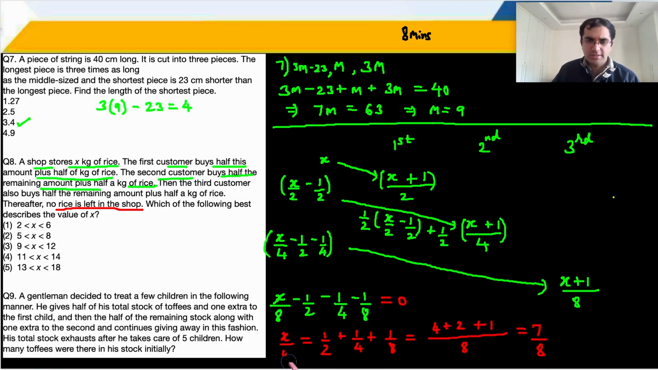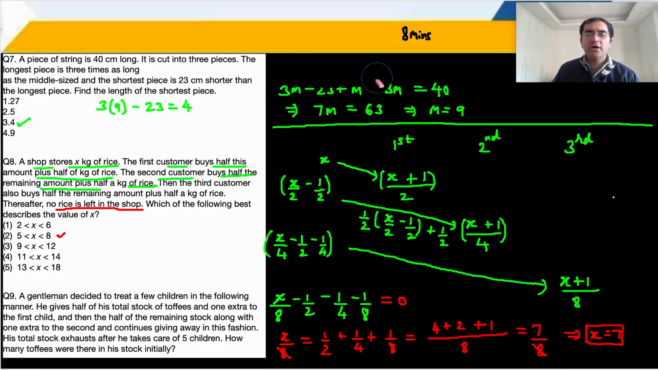You'll get x upon 8. 8 will get cancelled, implies x is equal to 7. This is your final value of x, and you are able to mark the answer over here. X is equal to 7.